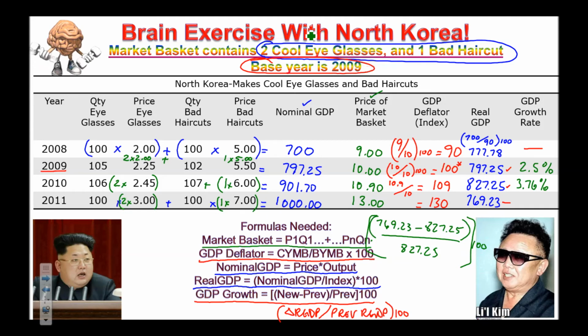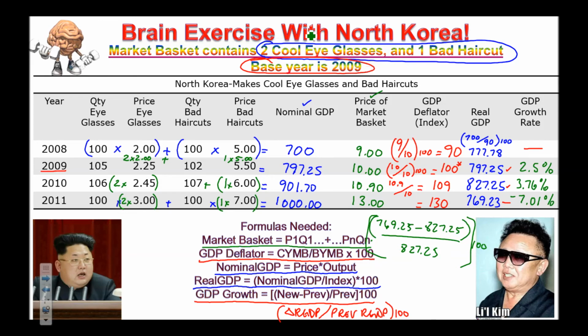769.25. This is supposed to be a 5. Okay? Minus 827.25. That gives us negative 58, so the change is negative 58 divided by 827.25, and then times 100. That means their GDP decreased by 7.01%.